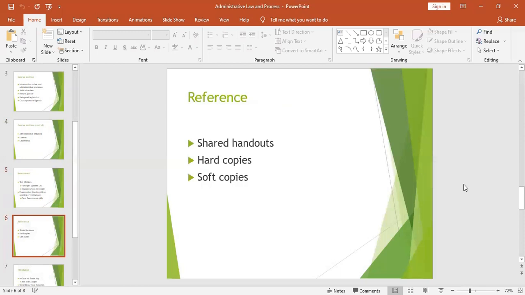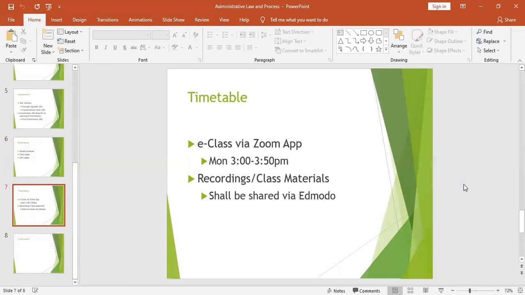Then I will make sure that I look for a way of giving you a reference. Majorly, those students who are very near will get hard copies of the handouts, while those who are far, I will make sure that I avail them with the soft copies. And as far as the timetable is concerned, I'll be teaching via the Zoom app, and our lecture will always be there on Friday from 3:50 p.m. So it is not Monday, it is Thursday.